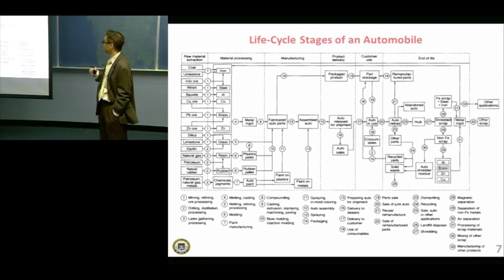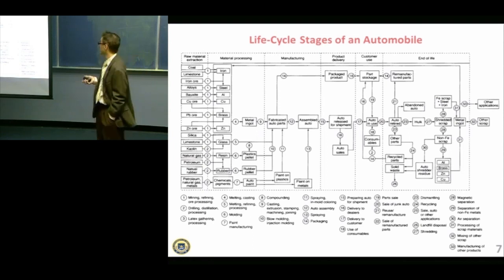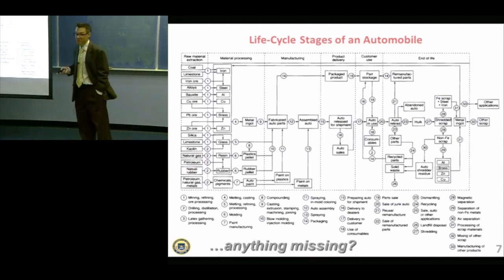Then the shredded scrap gets sorted. Some metals get recycled. A lot of the plastics, at least in the U.S., don't get treated at all, and end up in a landfill, what have you. So this is an example of life cycle stages of an automobile. Is anything missing here?